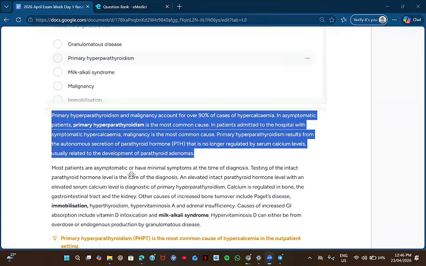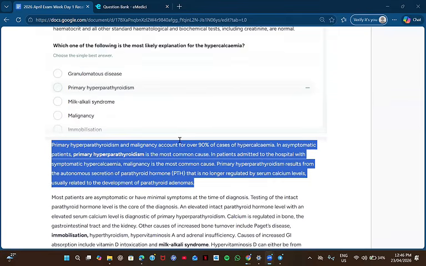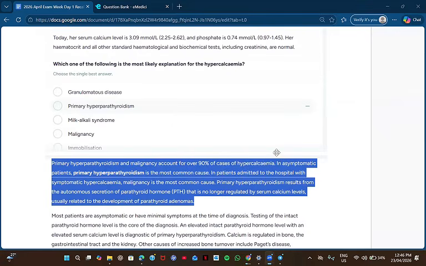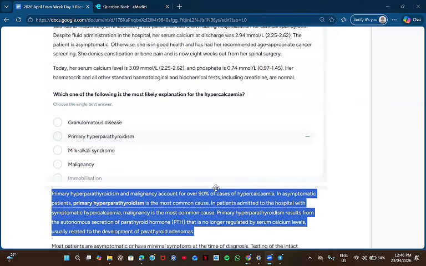Okay, here. Primary hyperparathyroidism and malignancy account for over 90% of cases of hypercalcemia. I hope you all remember the March exam and the February exam. They were both very specific about this hypercalcemia. I hope you remember cancer-related hypercalcemia, because in February and March they were very concerned about cancer-related hypercalcemia, right? So in that case, I hope everything is clear.